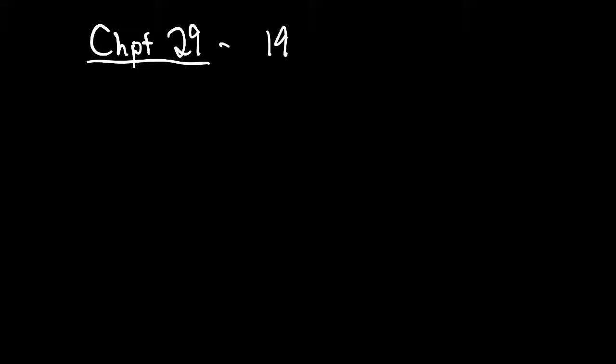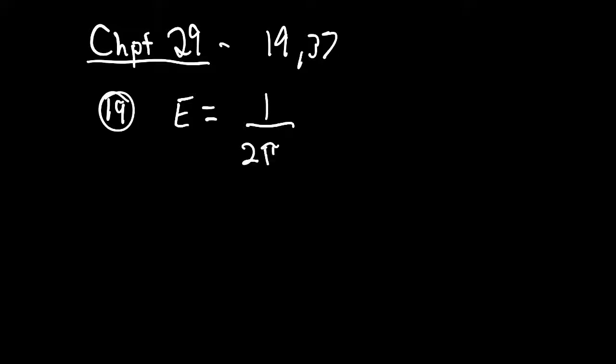We're going to do number 19, and we're going to do number 37. Number 19 is very math heavy, very heavy on algebra, and just doing some manipulations. It's not really testing much physics. But they give us this electric field due to a long straight wire. E is 1 over 2 pi epsilon naught lambda over r.